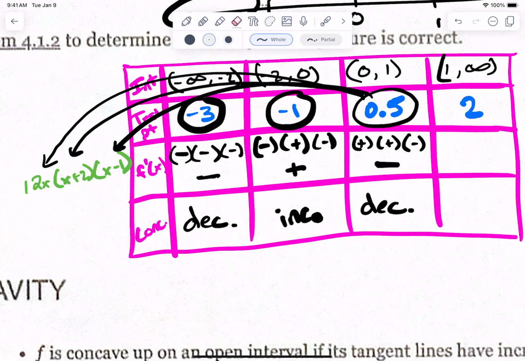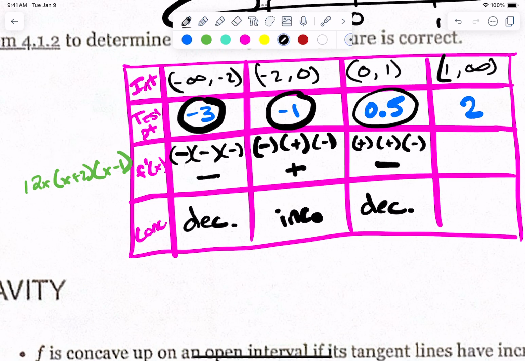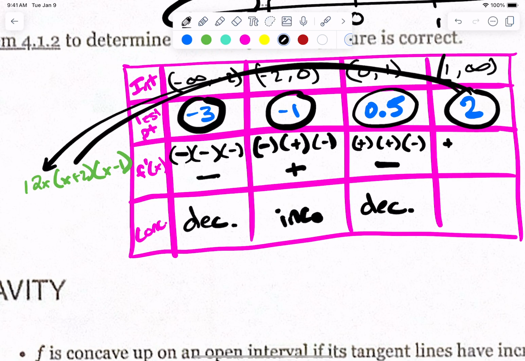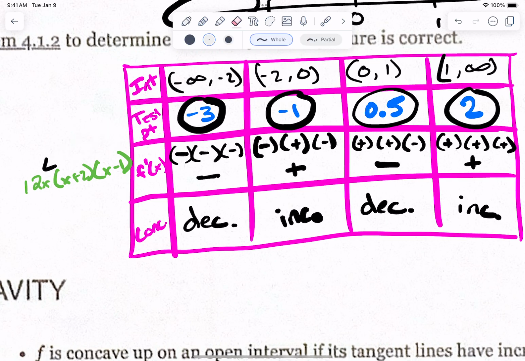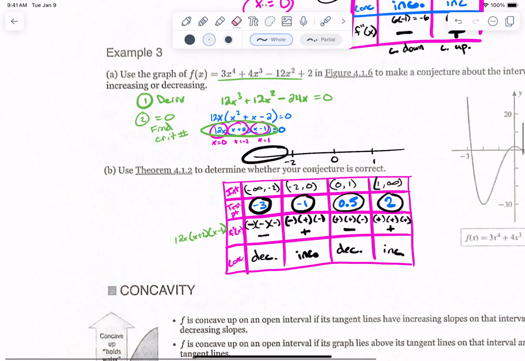Okay, last one, plug in 2. 2 times 12 is positive. 2 plus 2 is positive. 2 minus 1 is positive. So the whole thing is positive. The whole thing is increasing. Cool. So that's increasing and decreasing. We're still on part A actually, but I flooded into B because this takes a little bit of time.